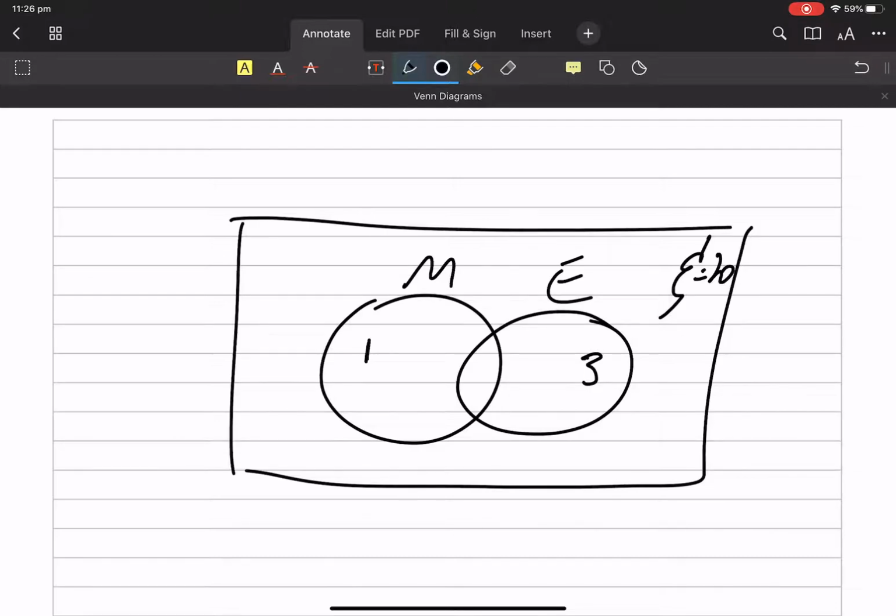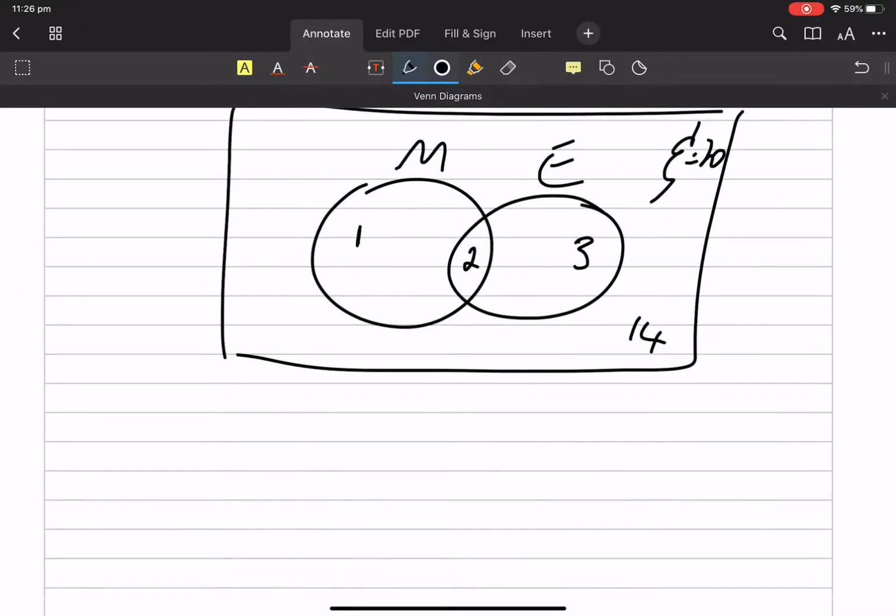Put your hand up if you like maths and English. 2 people. Now that's it. But I've got 20 kids in my class. So how many kids did not put their hand up? I've got 14 out there. So 14 plus 3 plus 2 plus 1 equals my 20. So that can be a Venn diagram on who likes maths and English.